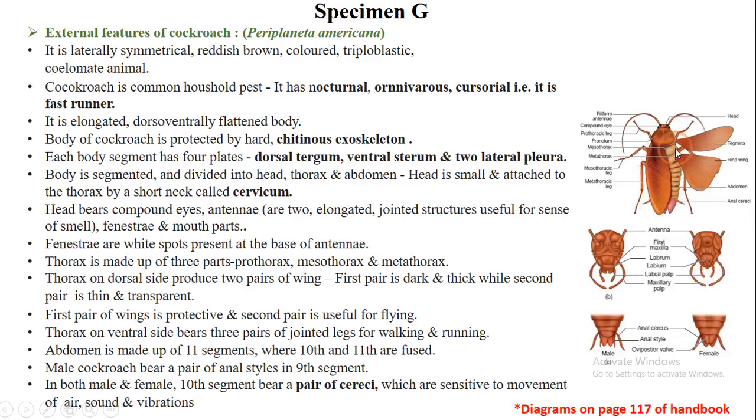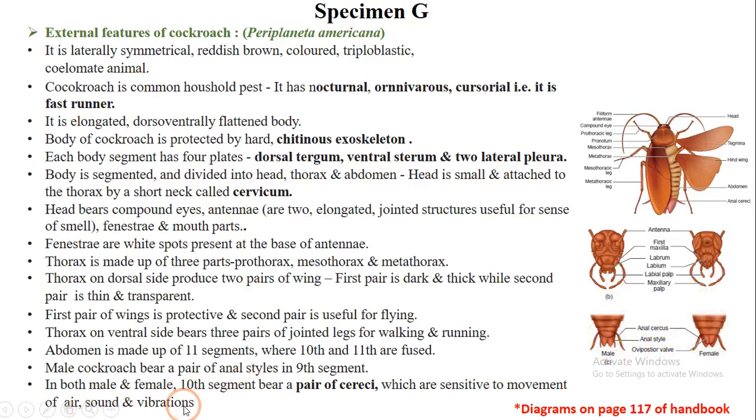The abdomen is made up of 11 segments, where you can see the 10th and the 11th segment are fused together. Now, the male and the female cockroach can be distinguished. The male cockroach bears a pair of anal styles. So if you see, this is the male cockroach, and at the 9th segment, sorry, not the 6th segment, on the 9th segment, you will see an anal style which is present only in male, and it will not be present in a female cockroach. So this is one distinguishing feature between the two.